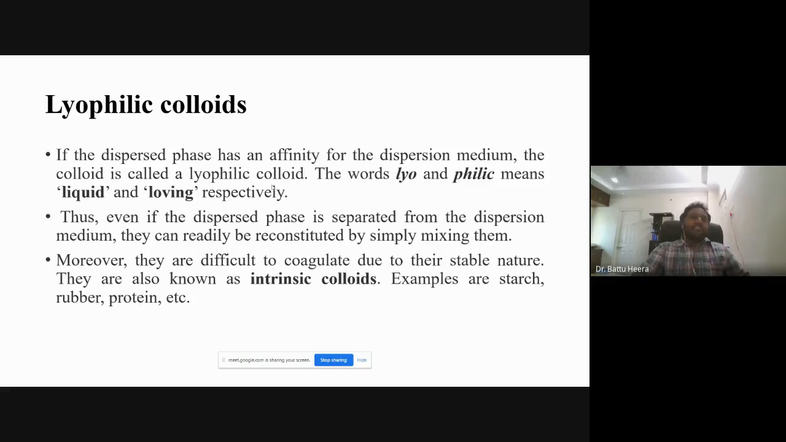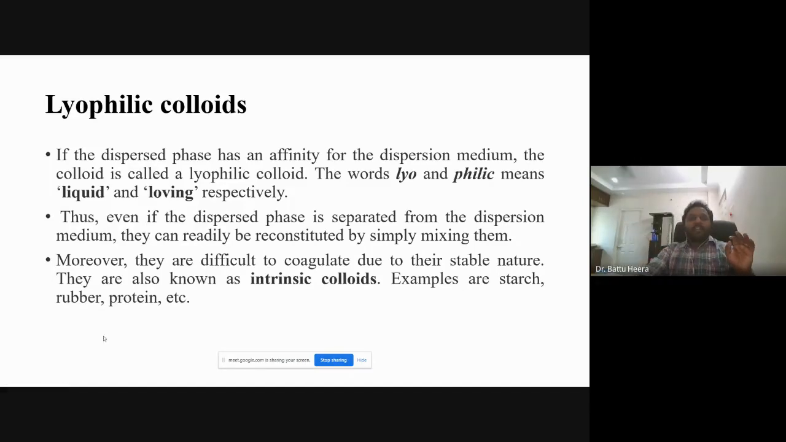Thus even if the dispersed phase is separated, even if the two are accidentally separated, they will combine again. What do these lyophilic colloids do? If they tend to separate, they try to mix again. So they reconstitute their nature. Moreover, they are difficult to coagulate due to their stable nature. These lyophilic colloids are very stable in concept. They stay stable.